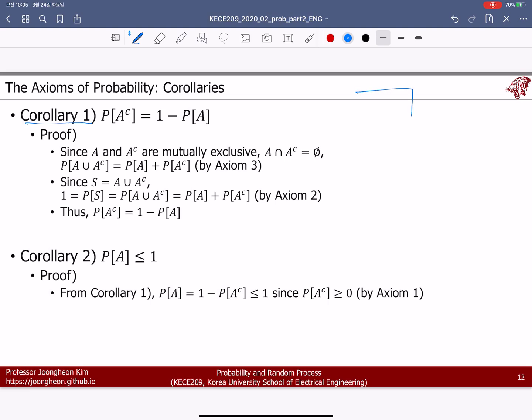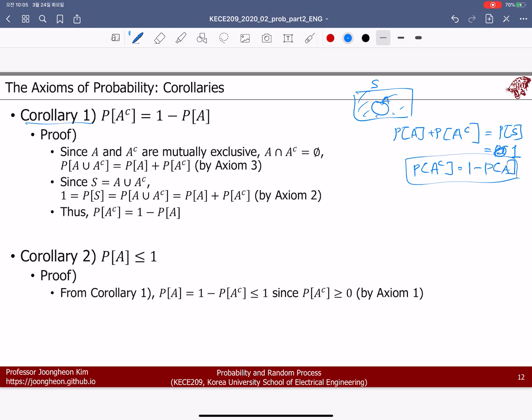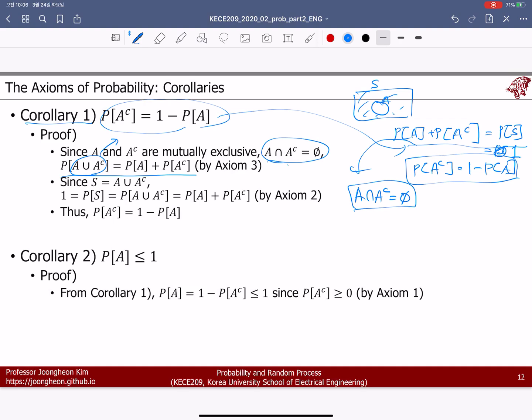In this sample space S, we have A, we have the others. So probability A plus probability A complement should be the probability of the sample space. Okay? So the probability of the sample space should be 1. That's why the probability of A complement should be 1 minus probability of A. We can easily solve this one. But the reason why we can do this is that there is no intersection between A and A complement. That's why we can use this theory, and then we can make this one because this is the same as S.